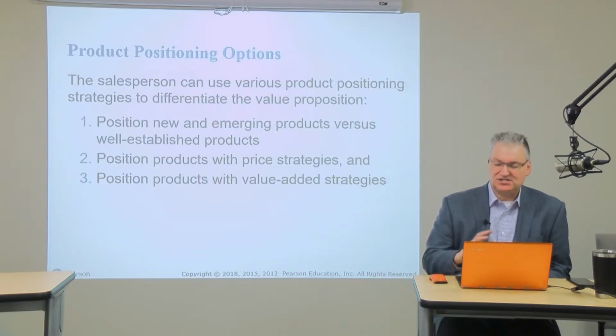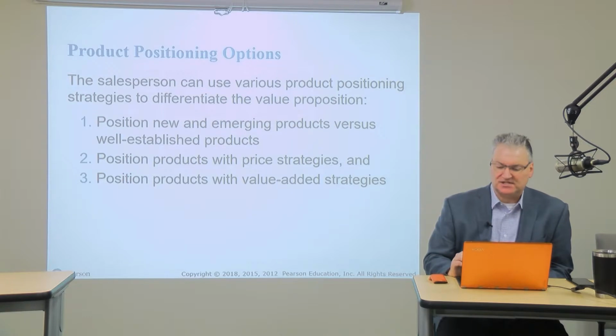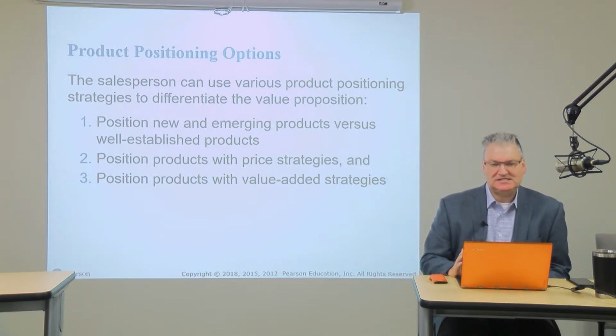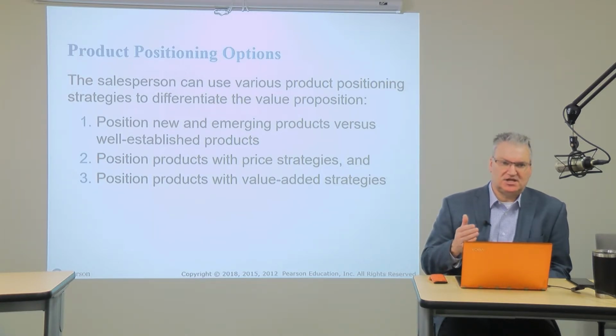Which comes back to product positioning. You can use various product positioning strategies to differentiate your value proposition. You can position new and emerging products versus well-established products. On price strategies, you can say, look, this product's at the end of its life cycle, we're pricing it better. You can position products with value-added strategies. But again, how easy is that to do when you don't know your strengths and weaknesses in your product? And so the key here is product knowledge and your competitor product knowledge.